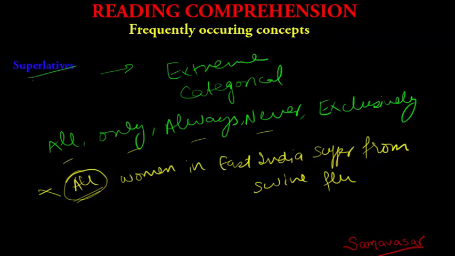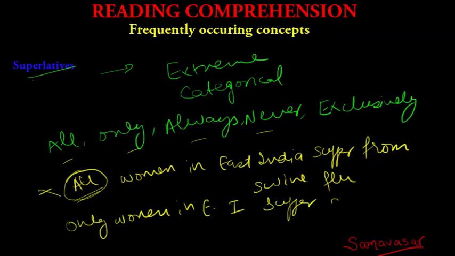So another example would be, similarly from swine flu, only women in East India suffer from swine flu. So again this would mean two things: in East India only women are suffering from swine flu, which means there is no man who suffers from swine flu in East India, or only women in East India suffer from swine flu, which means women in other parts of the country do not suffer from swine flu. So there is a high probability generally that either these statements are incorrect, or you need to pay very high attention, and these statements need to be mentioned categorically in the passage for them to be marked as correct answer choices in your exam.